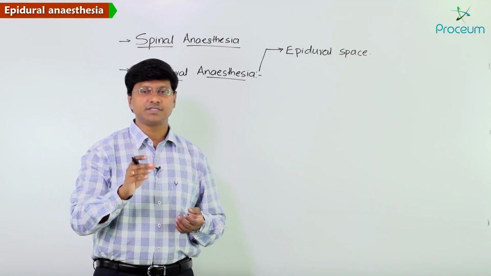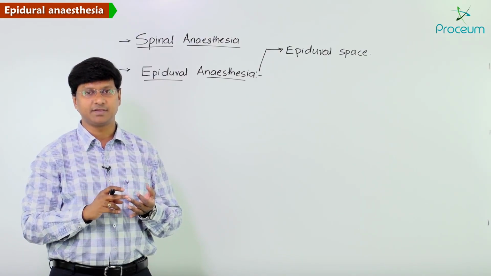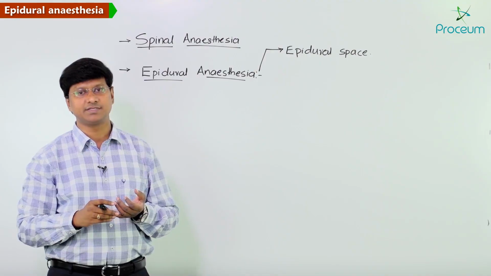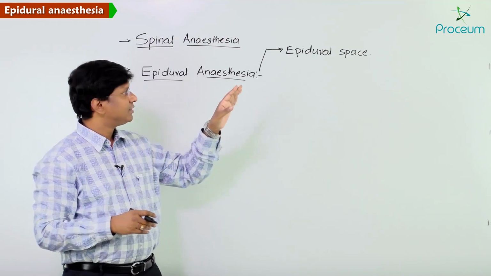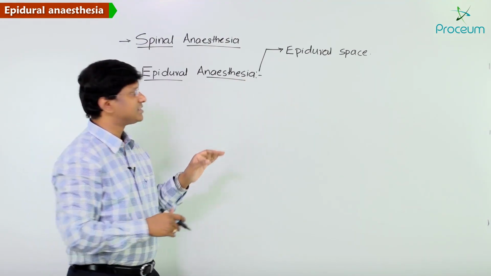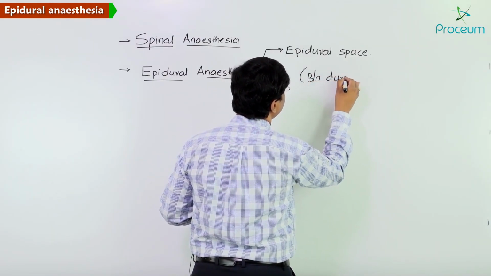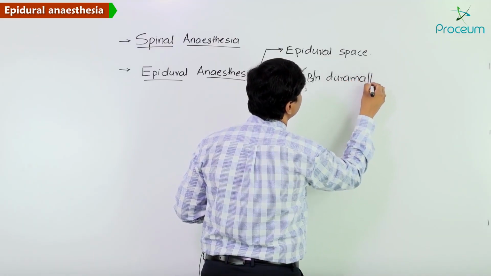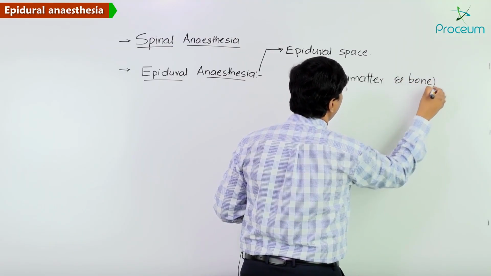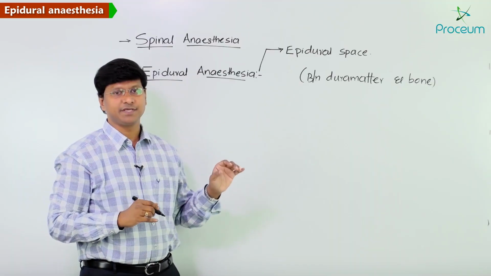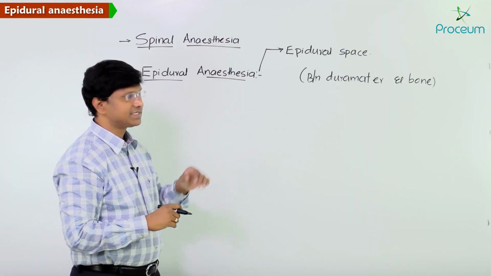If you take the meninges around the spinal cord, you have dura mater, arachnoid, and then pia mater. The pia mater is the innermost and the outermost layer is the dura mater. This is the epidural space, that is above the dura. So the epidural space is the space which is present between the dura mater and bone. Into this epidural space, the epidural anesthesia is given.